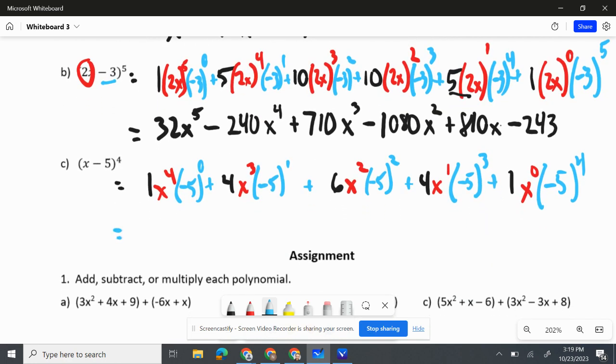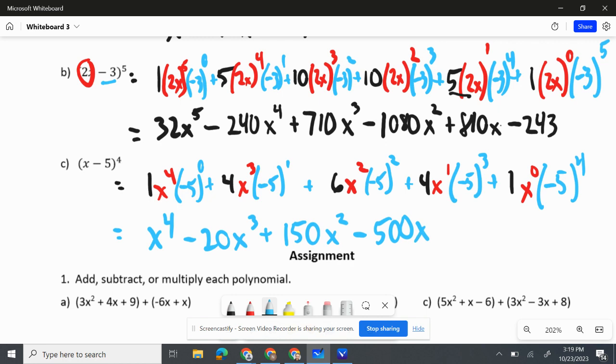So this right here gives us anything to the 0 power is 1, so that's just x to the 4th. Negative 5 times 4 is negative 20, x to the 3rd. Negative 5 squared is 25, times 6 is 150. Negative 5 to the 3rd is negative 125, times 4 gives us negative 500. And then negative 5 to the 4th gives us 625. And that right there is our answer.